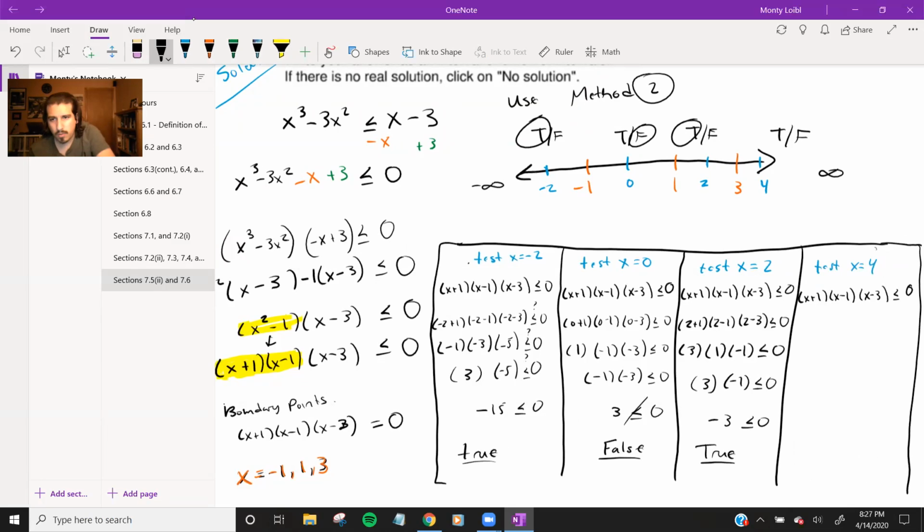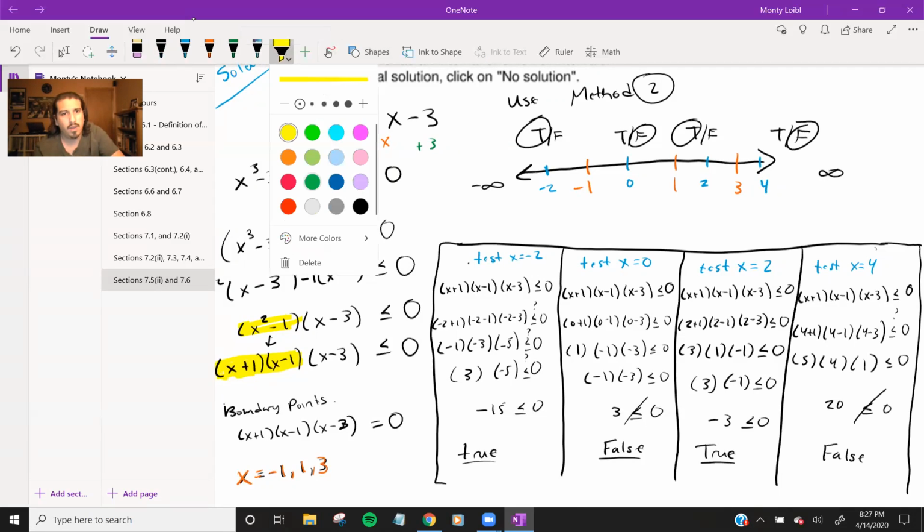Okay, so plugging this in, we've got 4 plus 1, 4 minus 1, 4 minus 3. When is that less than or equal to 0? Is that true? We've got 5 times 4 times 1, less than or equal to 0, right? Notice that all of these are positive. So we're going to get 20 less than or equal to 0. That is not true, so it is false here. Okay, so now we shade right where our solutions are at.